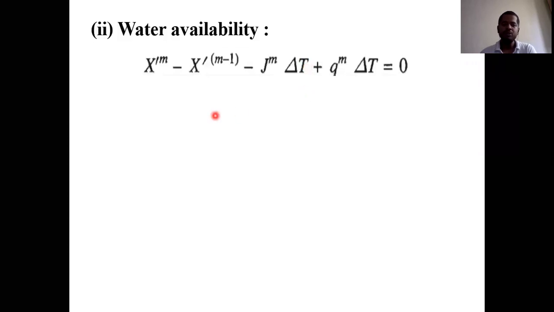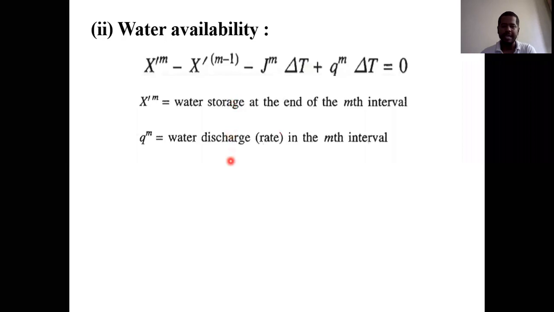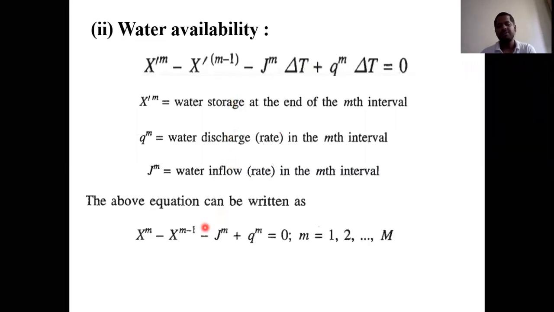So when we want to simplify this expression, just divide the total equation with the delta T. When you divide the total equation with the delta T, you will get this equation. Your first term becomes X1M by delta T, and that term is nothing but XM. Similarly, let us consider your second term. Your second term becomes X1 of M minus 1 divided by delta T. That term is nothing but X of M minus 1. So like this, we can rewrite this equation. So this is nothing but our rewritten equation in terms of water availability.